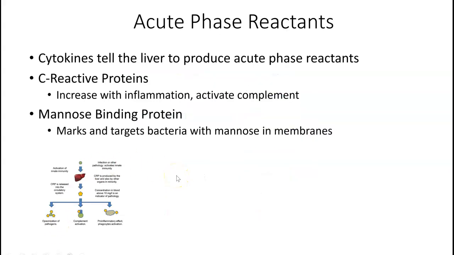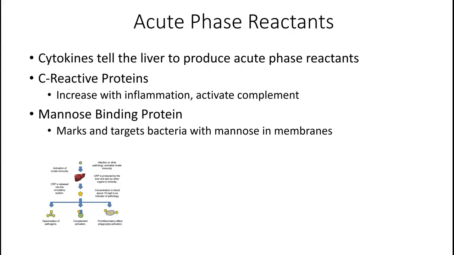The last thing that we talked about were acute phase reactants. Now, cytokines, these are immune chemicals. This is how the immune system talks to each other. These cytokines can travel to the liver and tell the liver to produce these acute phase reactants. So one of the things that we would see as an acute phase reactant are C-reactive proteins. These tend to increase with inflammation. They can also activate complement.